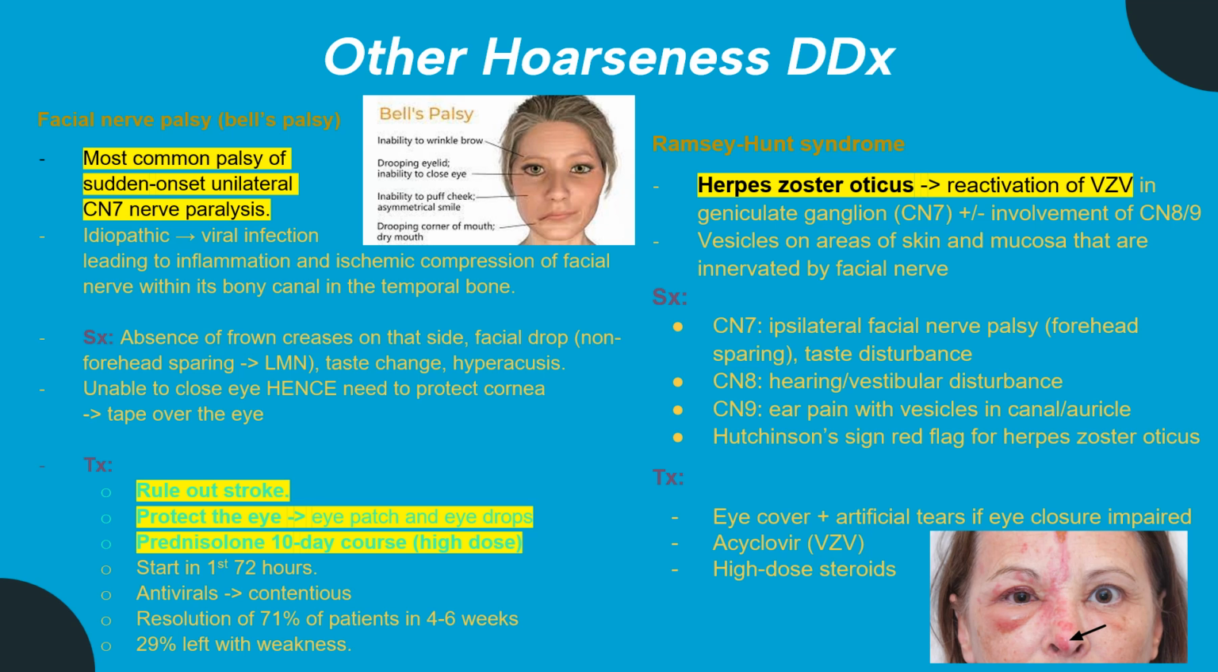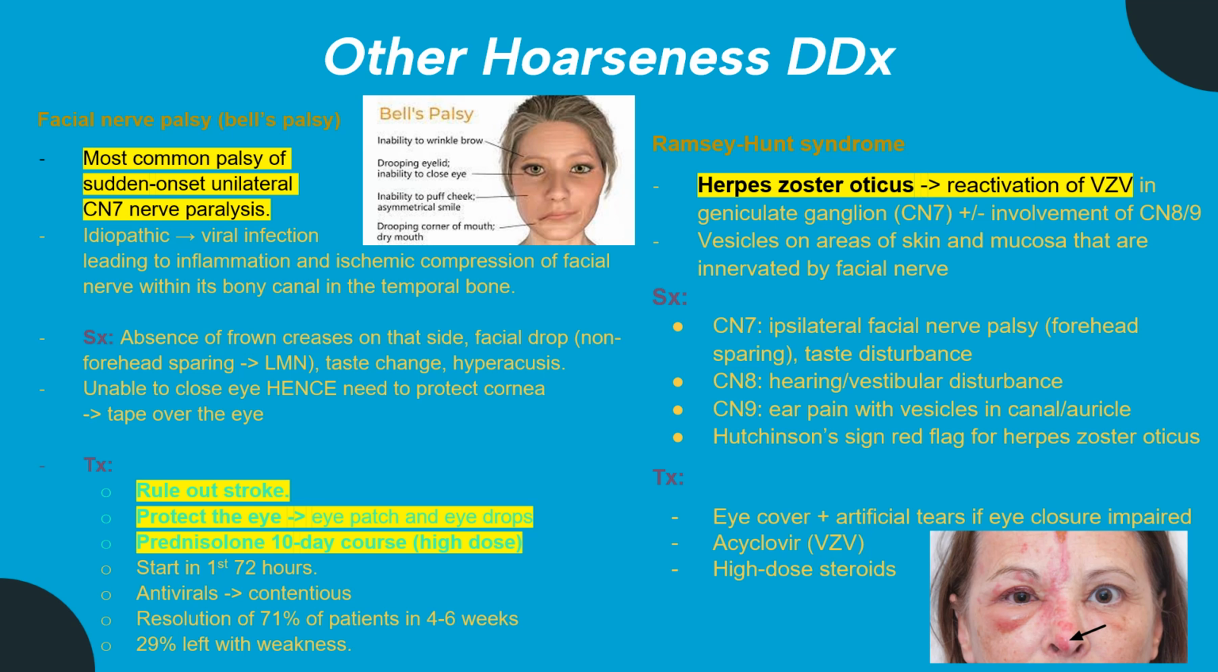So if it's the facial nerve, you have that ipsilateral facial nerve palsy, which is forehead sparing in this case, as well as potentially a taste disturbance. If, for example, you're having your trigeminal nerve affected, then you can also have a Hutchinson sign, which is your red flag for herpes zoster ophthalmicus. Hutchinson sign is when you're having vesicles on the tip of the nose. And the reason that's bad is because the nasociliary nerve does the sensation for both the nose as well as the eye, which indicates that potentially you're having herpes zoster ophthalmicus as well.